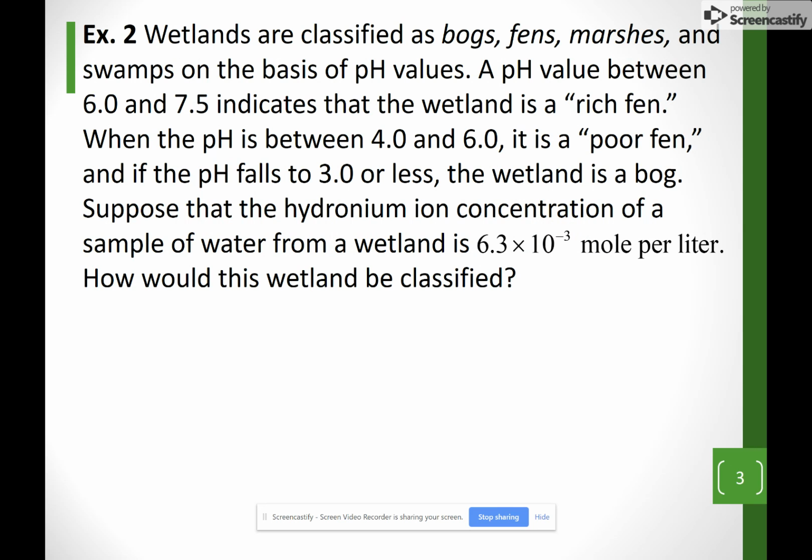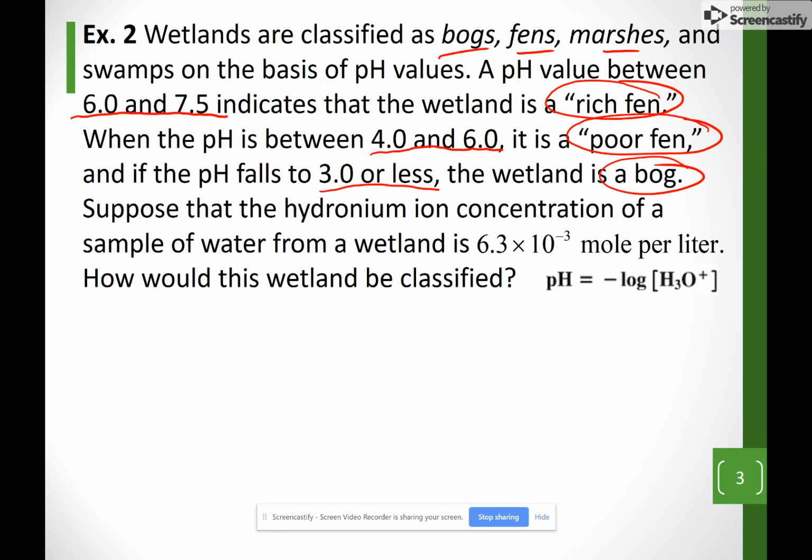So let me use this as an example. Wetlands are classified as either bogs, fens, or marshes and swamps on the basis of the pH value. A pH value between 6.0 and 7.5 is going to be a rich fen. When the pH is between 4.0 and 6.0, we're going to call it poor fen. And if the pH falls to 3 or less, we're going to call it a bog. So let's use our formula to measure the pH.